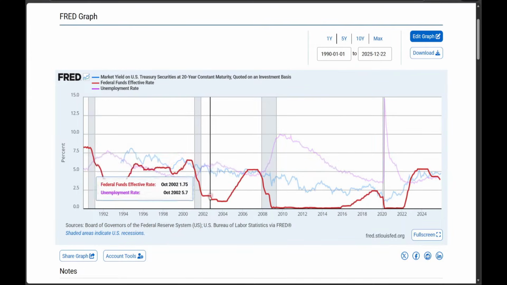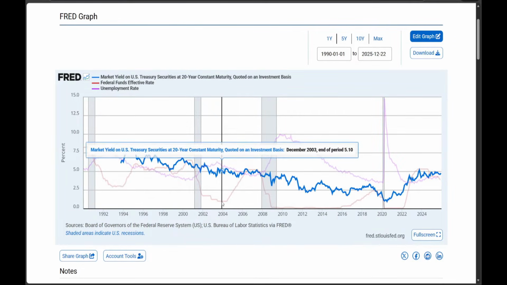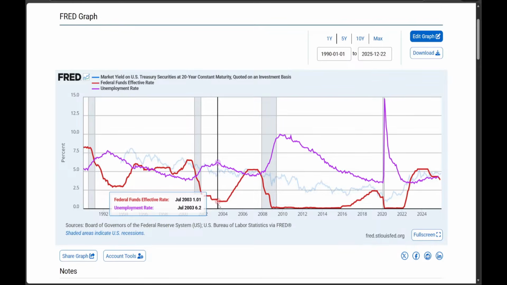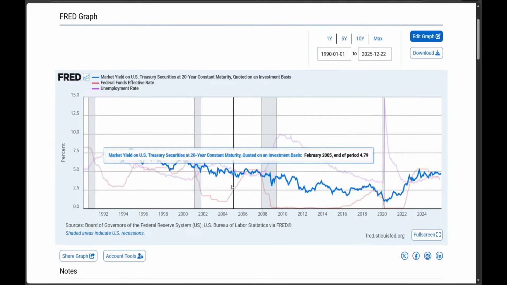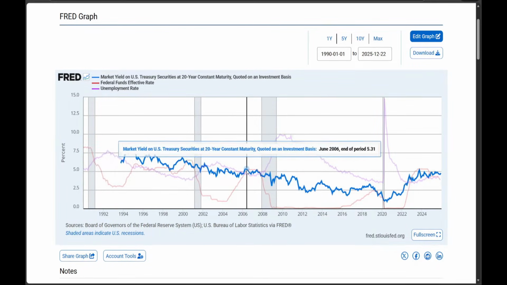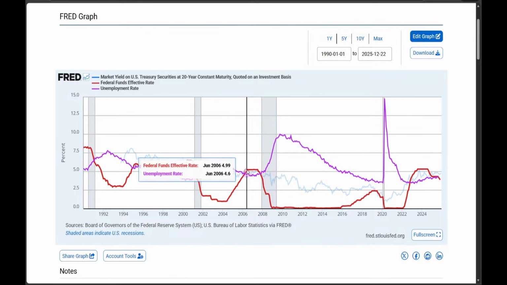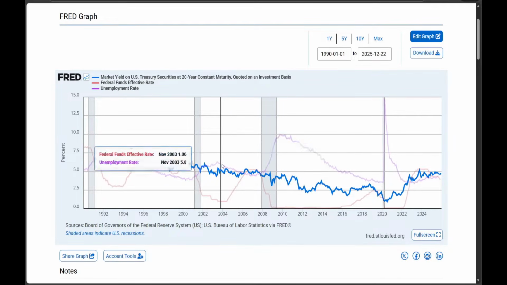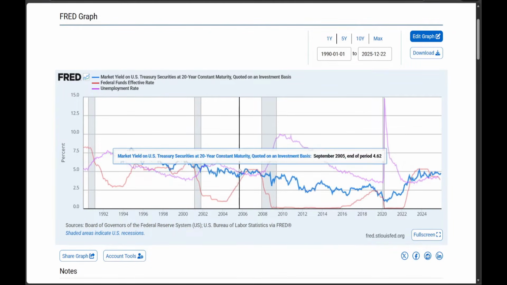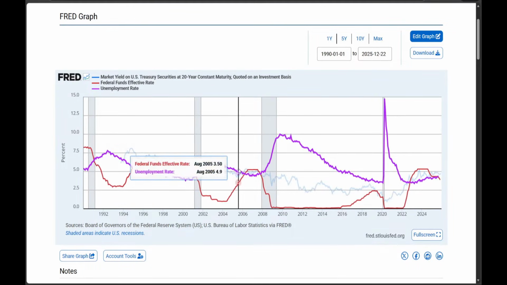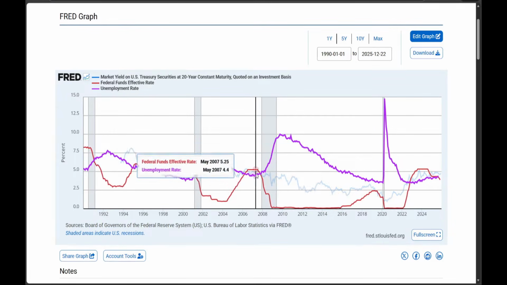This isn't exactly ZERP right here, and when I say ZERP, that's zero interest rate policy. Basically, this is ZERP. It's almost at the bottom, but then we see the federal funds rate pull up again. And what do we see? We see the unemployment rate start pulling down.